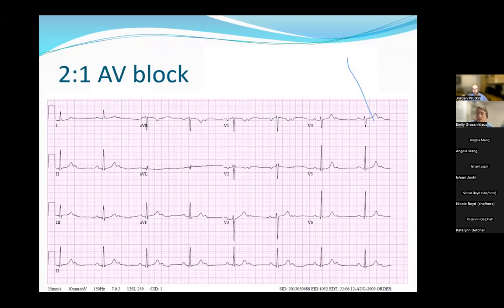You will have people in 2-to-1 heart block. So here it is. You have P wave, QRS, P wave, nothing, P wave, QRS, P wave, nothing. You can't tell in this scenario if it's Mobitz 1 or Mobitz 2.